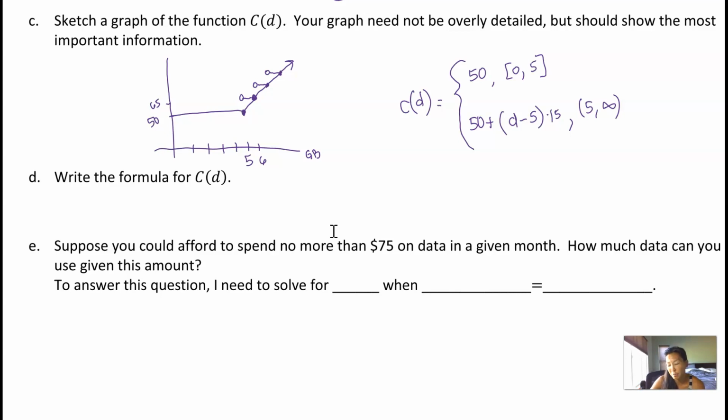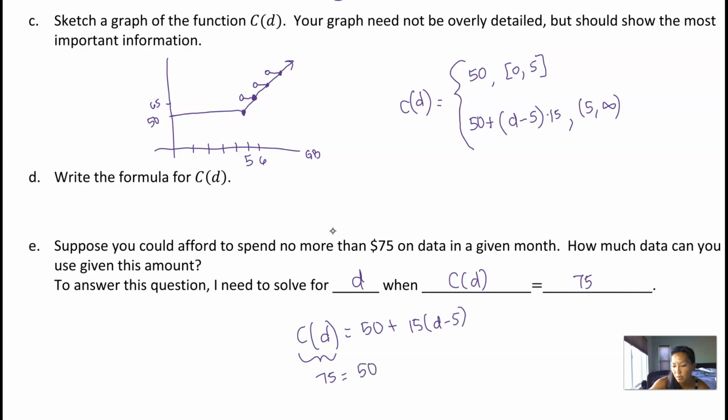Now, if they're charging you for parts of gigabytes, then you can solve this algebraically. So you're really going to solve for D when the C of D equals 75. So if we wanted to do that, you would use the second part of my piecewise function. So I would do C of D is 50 plus this one, 15 times D minus 5. So I would put 75 here and then solve for D.